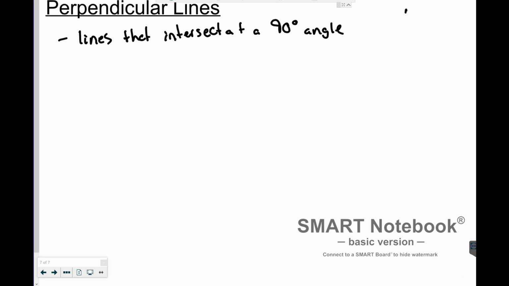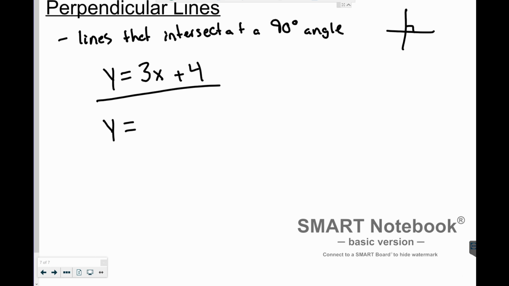Let's talk about perpendicular lines. So perpendicular lines are lines that intersect at a 90-degree angle. So something like this. Kind of like our y and x axes. They cross at a 90-degree angle. So if we wanted to write a line that was perpendicular to another, I could say, well, y equals 3x plus 4, I believe was our example before. Give me something perpendicular to that.